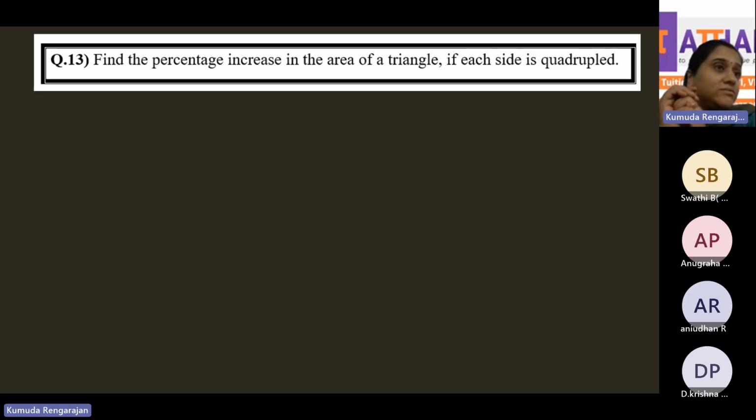Now this is the test. Quadruplet means into 4. Doubled, tripled, quadruplet means into 4, four times it becomes. Find the percentage increase in the area of a triangle if each side is quadrupled. This is not an equilateral triangle. The way we did doubled, in the same way you should do this quadrupled. You can refer to that working. Write the question. I'll write the question.